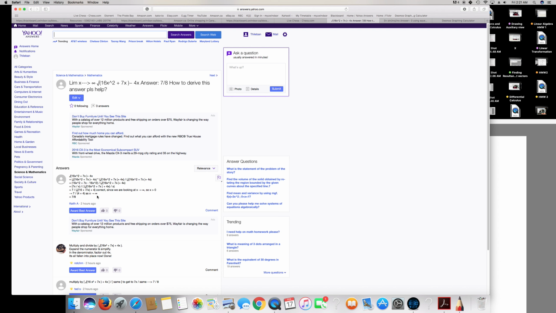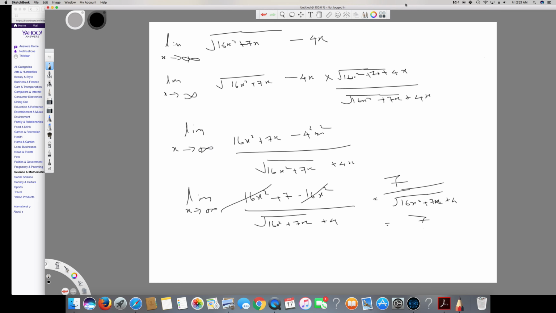So yeah, since x approaches infinity, 7x over the square root of 16x squared plus 7x plus 4x. So 16x squared divided by x squared plus 7x divided by x squared, and x squared cancels and 7x becomes 7 over x, and since this is approaching infinity, 7 over infinity is going to be 0. 16 comes out of the square root and becomes 4, so 4 plus 4 is 8. So that's how they got 7 over 8 for this question, right?